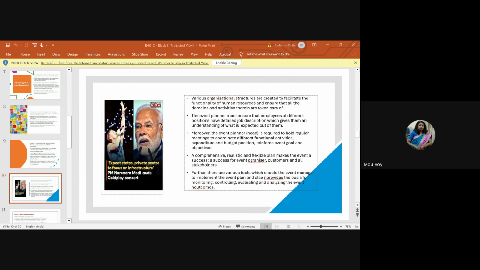Okay, in the second chapter, various organizational structures are created. You can see the slide, right? No, ma'am, I'm still seeing the Modi. Oh, you are not able to see now? Yes, I can only see the Prime Minister. Okay, I'll share it again. One minute, one sec.